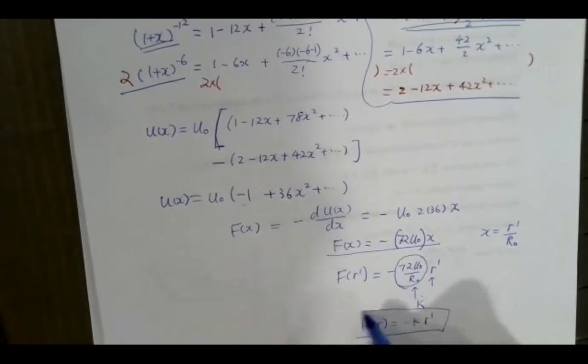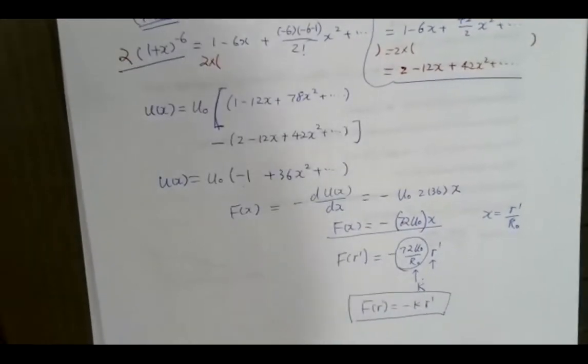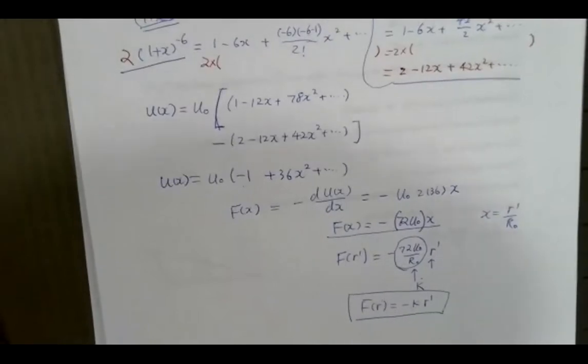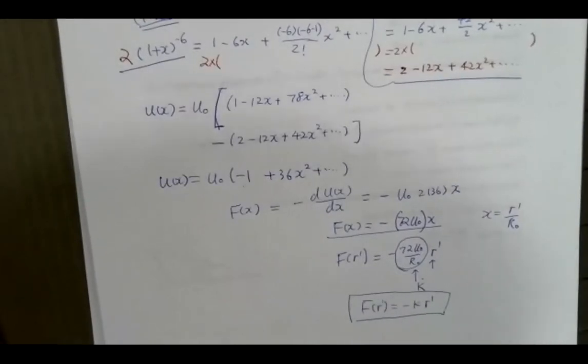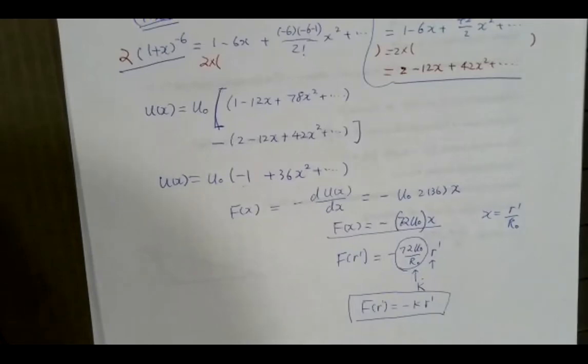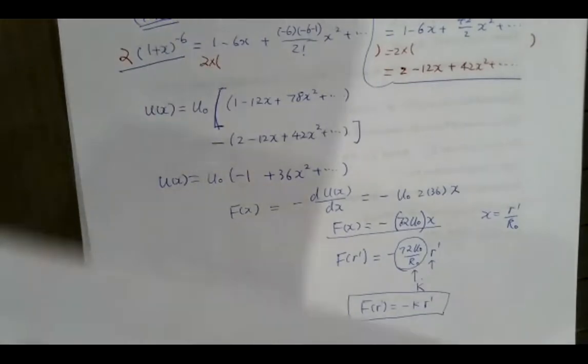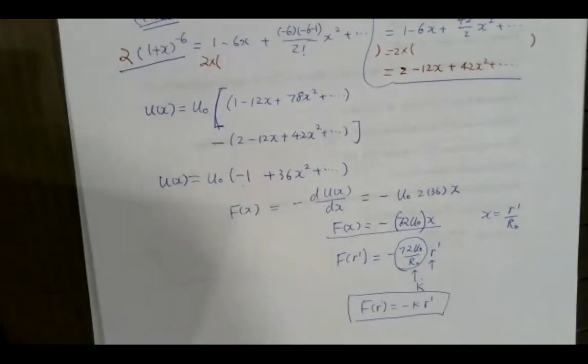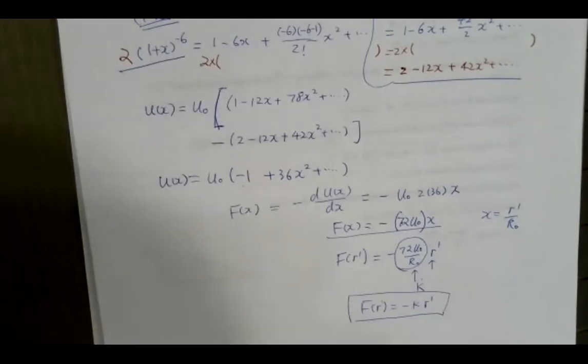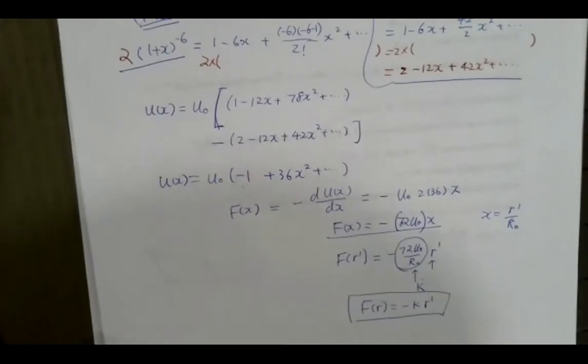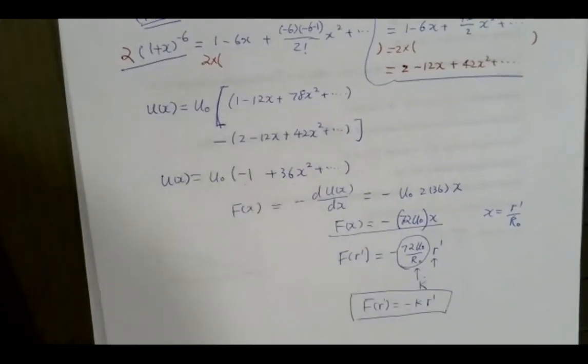So this is pretty much Hooke's law, right? That's what it wants. So u naught is a constant, R naught is constant, 72 is constant. So it's just that. All right, so I think that would do it.